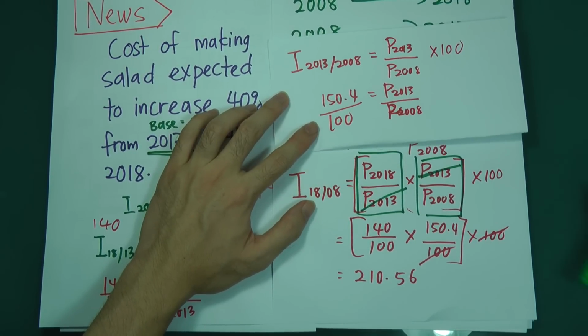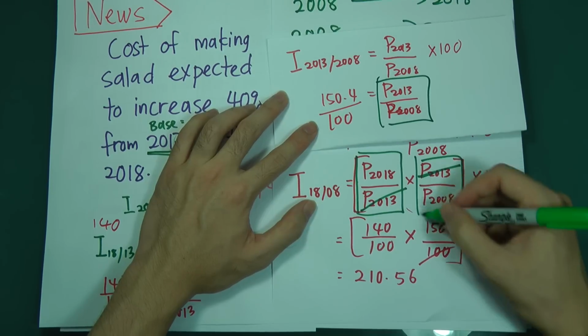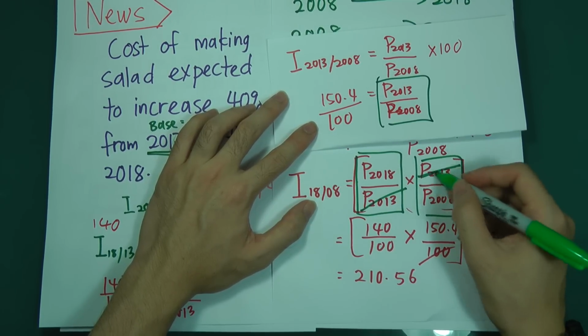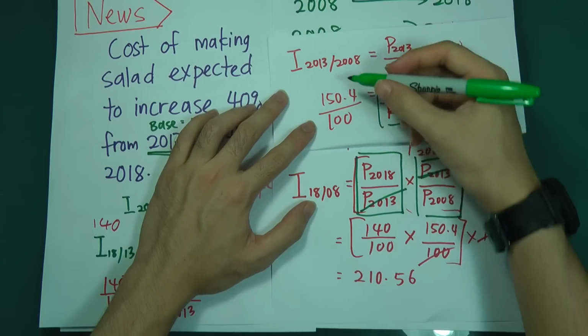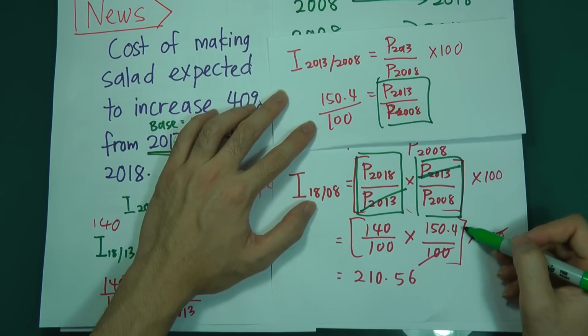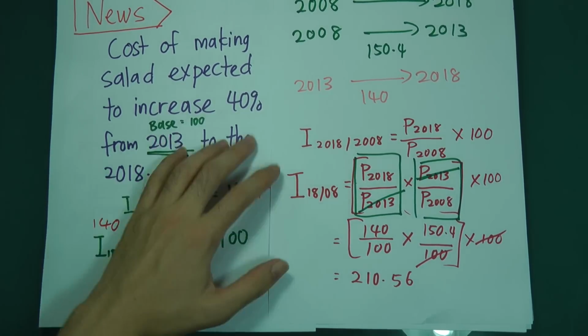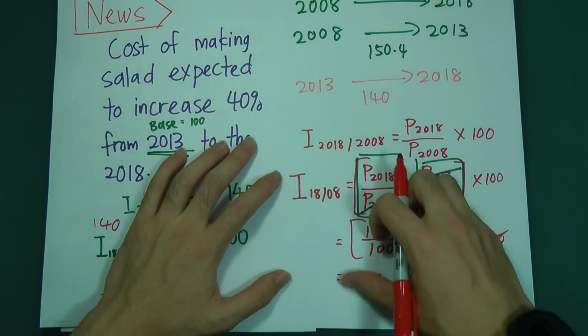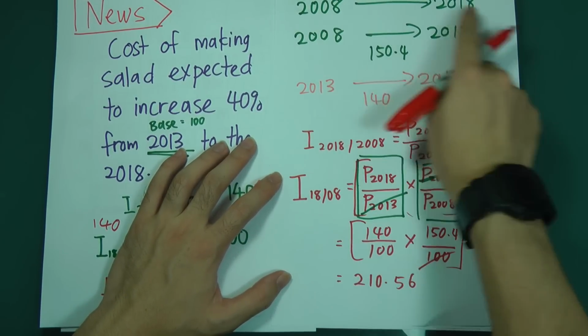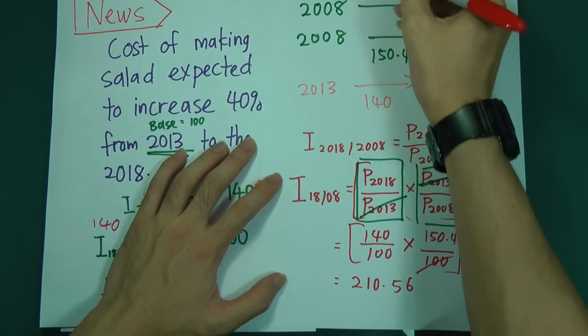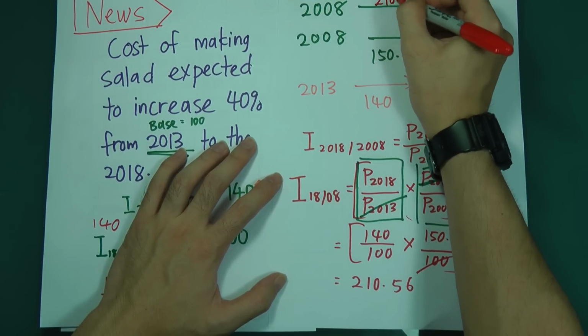So now I just fill this one in here. Do you see, price for 2013 divided by price for 2008 is 150.4 divided by 100, and then I just solve it. Okay, if you still feel very confused, I will explain this one with a real past year question to make you understand better. However, here we know the composite index for 2018 based on 2008 is 210.56.